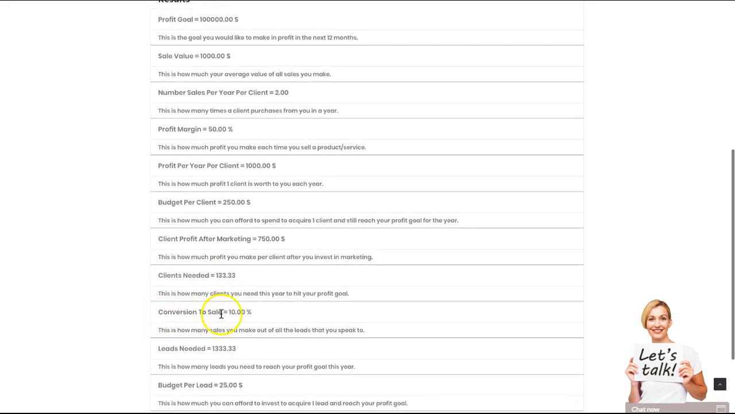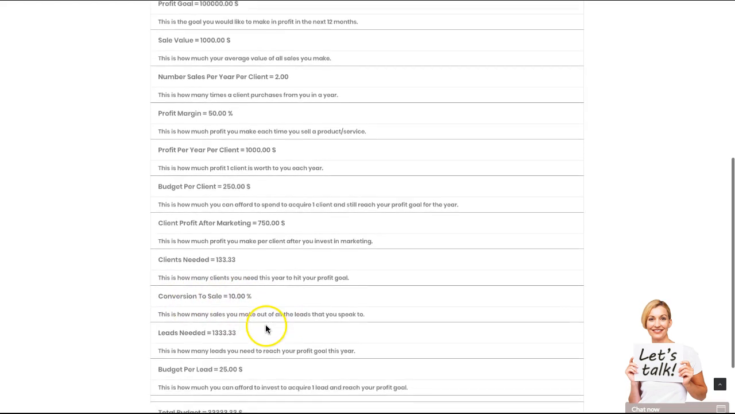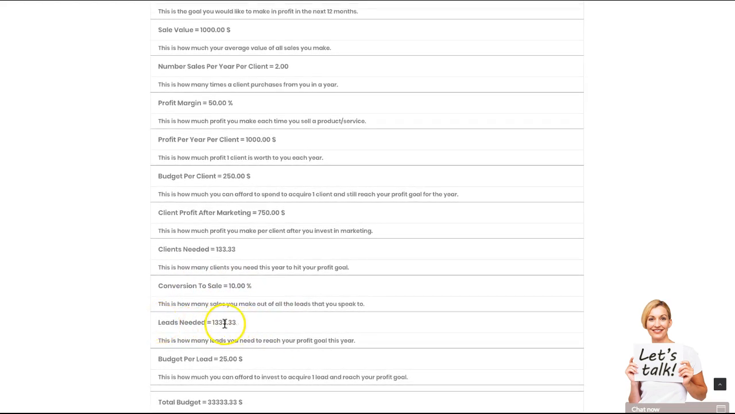It also tells you your conversion rate to sale, which we input up the top. It tells you how many leads you need, based on your current conversion rate, to hit your profit goal. So you need to have come into your sales pipeline 1,333 leads this year to hit your profit goal. It also tells us how much we can afford to pay per lead. So of all of these 1,333 leads, we need to pay a maximum of $25 per lead, an average of $25 per lead to achieve our profit goal.